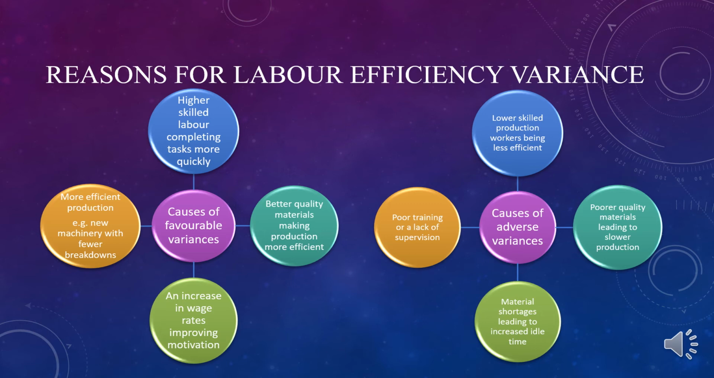Next, we will look at how the labor efficiency variance can be adverse. Low skilled workers would be less efficient, which would require more labor hours than expected. Low quality materials would result in high wastage, which would slow down the production. The shortages in the materials used would lead to the workers being idle, which would reduce the efficiency. Poor training would not improve the skills of the staff. On the other hand, lack of supervision would lessen the efficient working hours with more idling time.